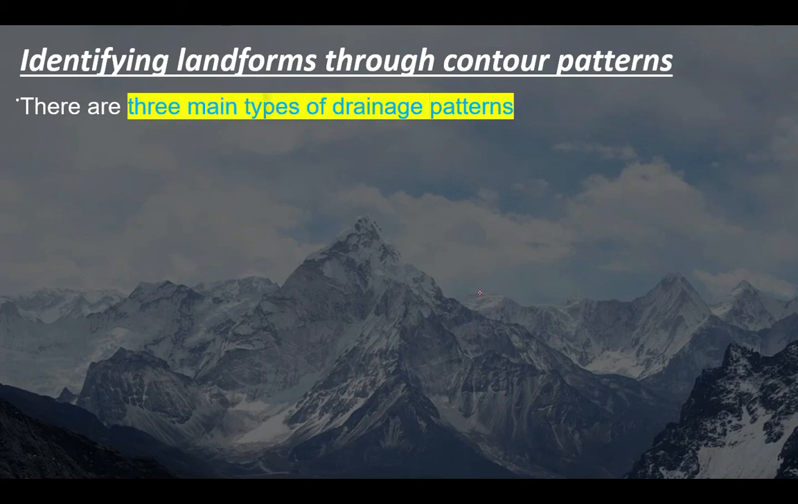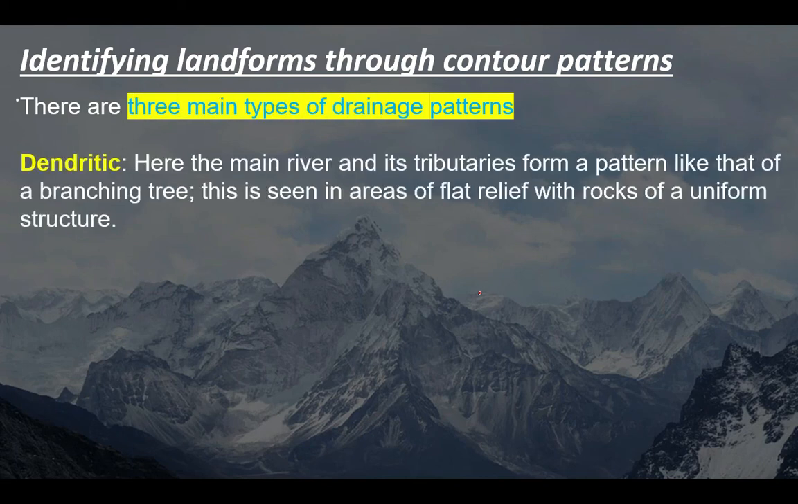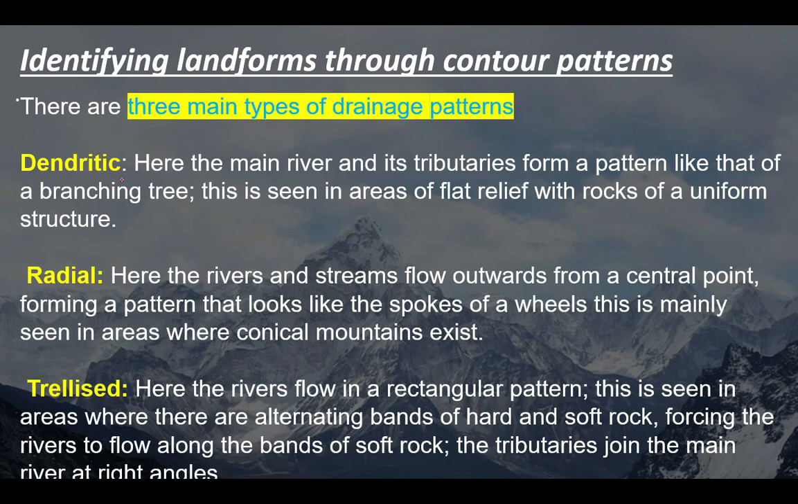So what are the types of drainage patterns? Dendritic, radial, and trellised. These are the three types. Okay. What is dendritic? Here the main river and its tributaries form a pattern like that of a branching tree. This is seen in areas of flat relief with rocks of uniform structure. This is just like a branching tree.